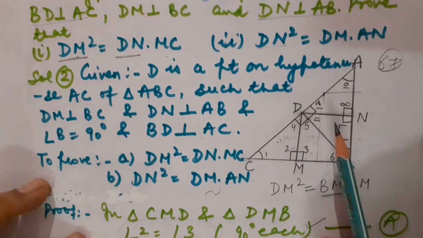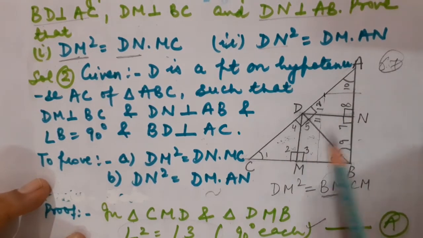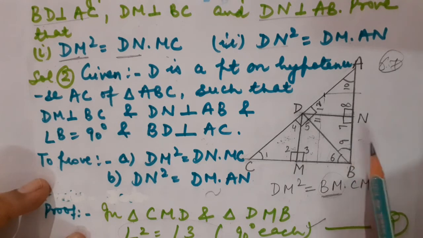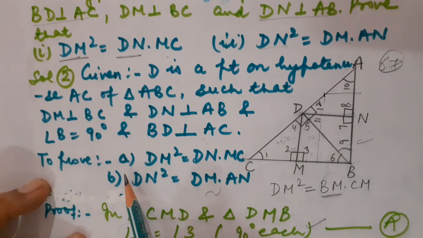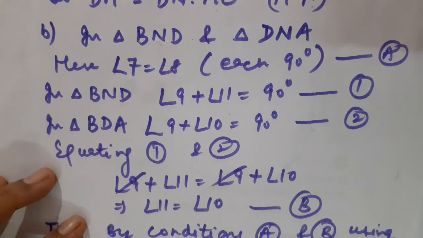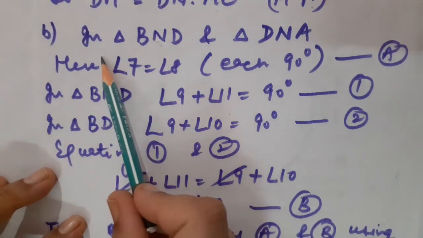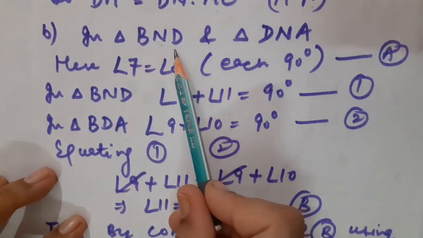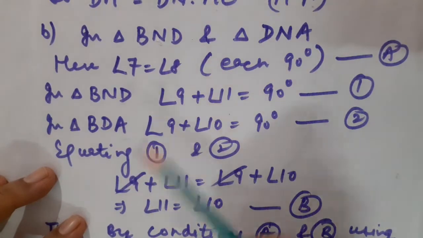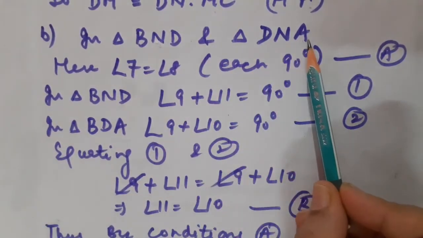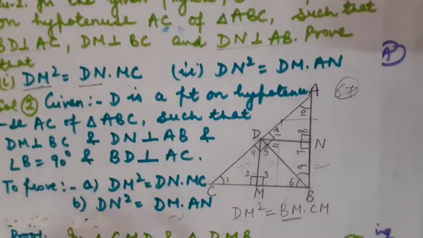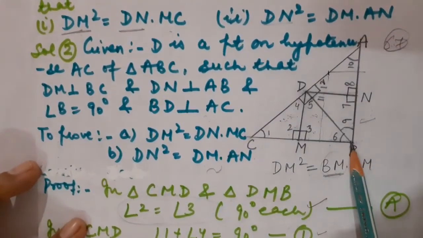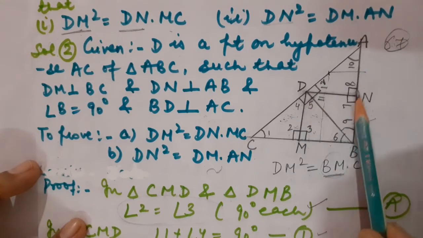Correct? Okay. So now as they both are opposite sides parallel and each and every angle is of 90 degrees, it will form a rectangle. And in a rectangle opposite sides are equal. So you just interchange this BM by DN. Got it? Now let us switch to the second part. In the second part I have taken triangle BND and triangle DNA. Just look at the diagram. This is BND and DNA.